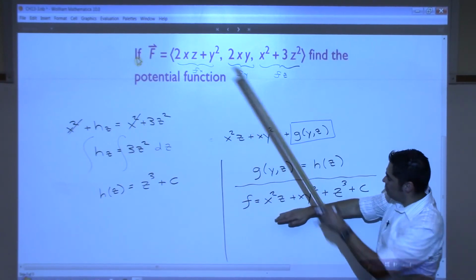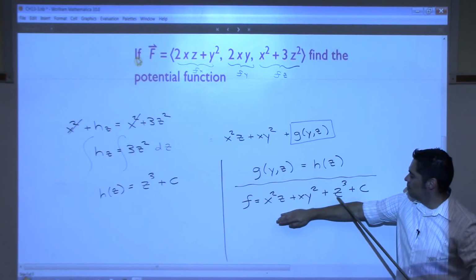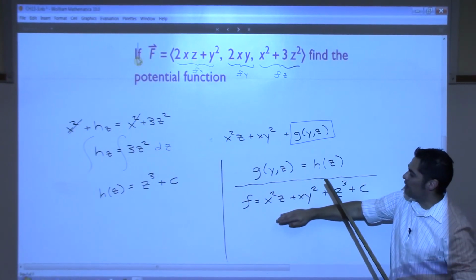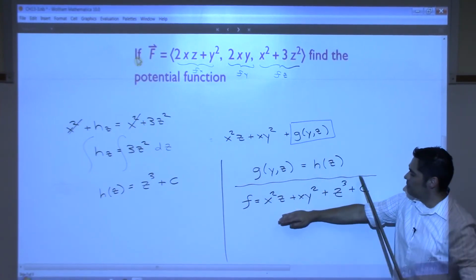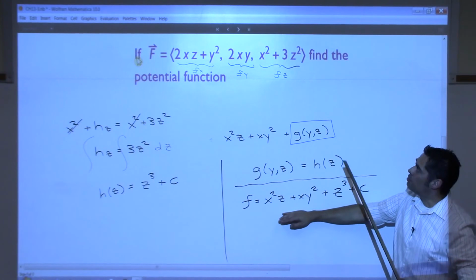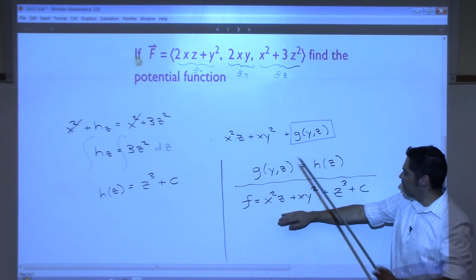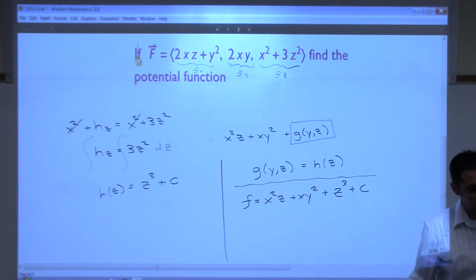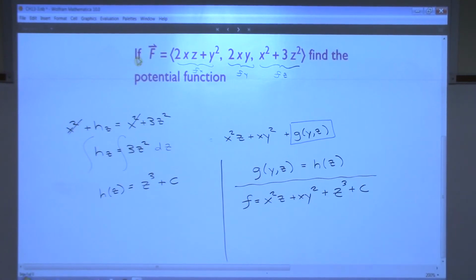2xz plus y squared, zeroed out. Derivative of this with respect to y, gone. 2xy, zeroed out. What's the derivative of this with respect to z? x squared, 3z squared, that's zeroed out. So it works. You can always check your little f, the potential function. You can always double check it to make sure you got it right.